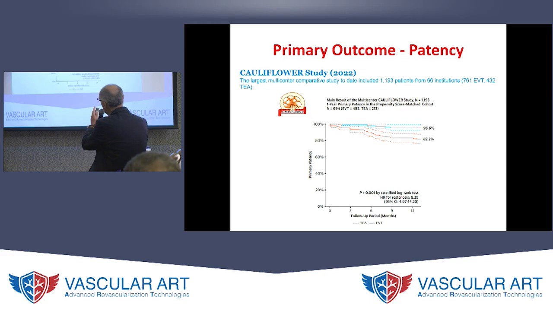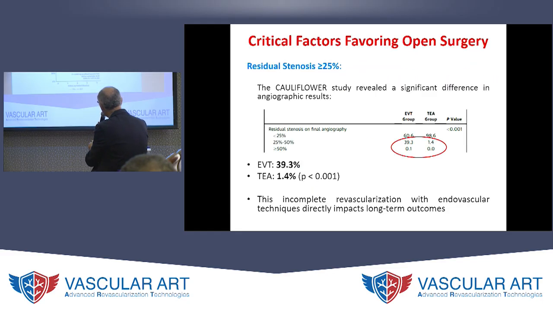And you could see the Kaplan-Meier curve demonstrating higher patency for endarterectomy over endovascular therapy, and the difference has been proven to be significant. So the significance value is at the bottom of the curve here, showing results that are more in favor of open surgery. If you look further into the study, there are several other critical factors that favor open surgery, although they might not amount to significance, like, for example, residual stenosis.